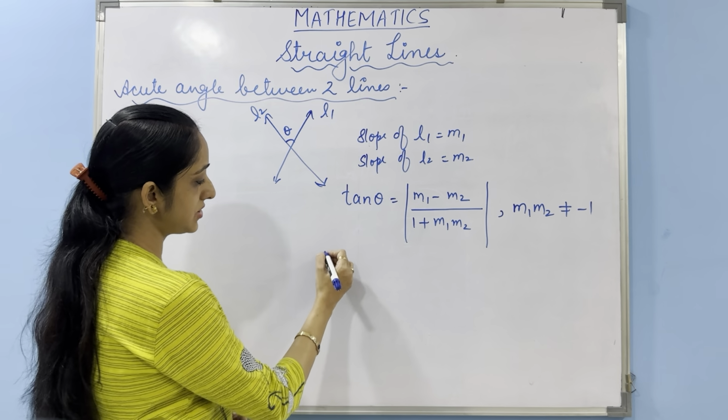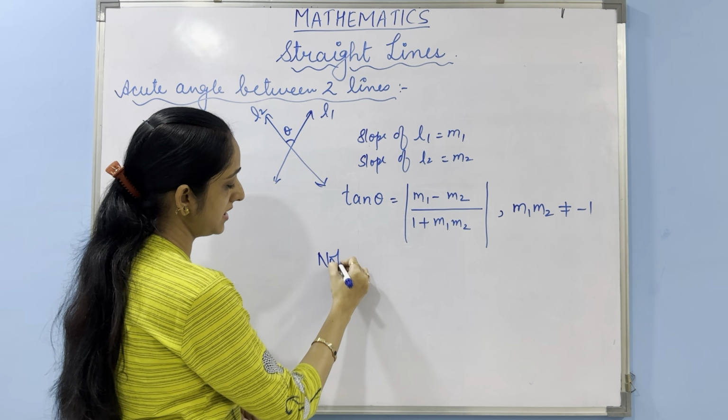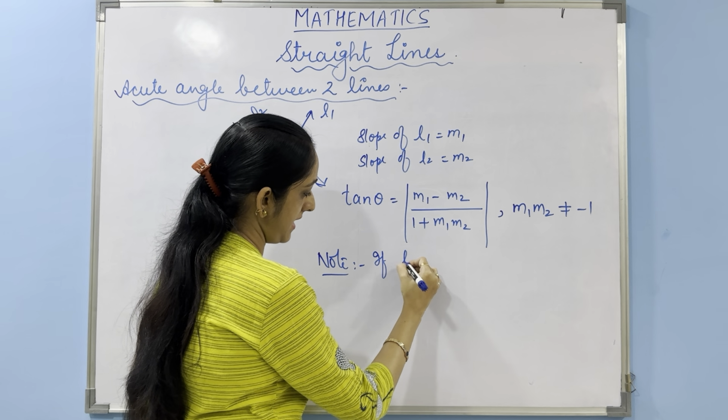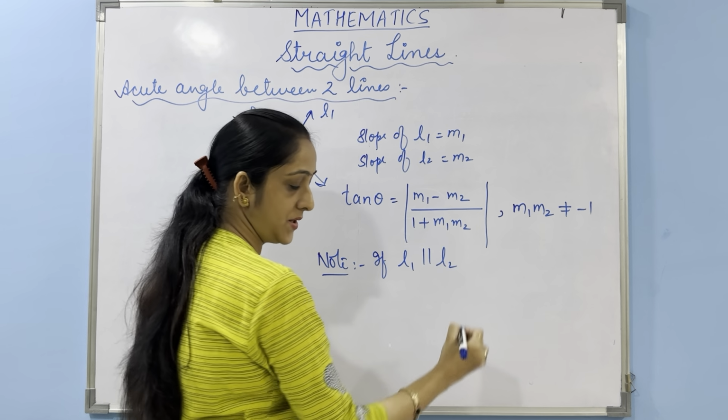Now, we'll see condition for perpendicular lines and parallel lines. So, two lines, that is L1 is parallel to L2.